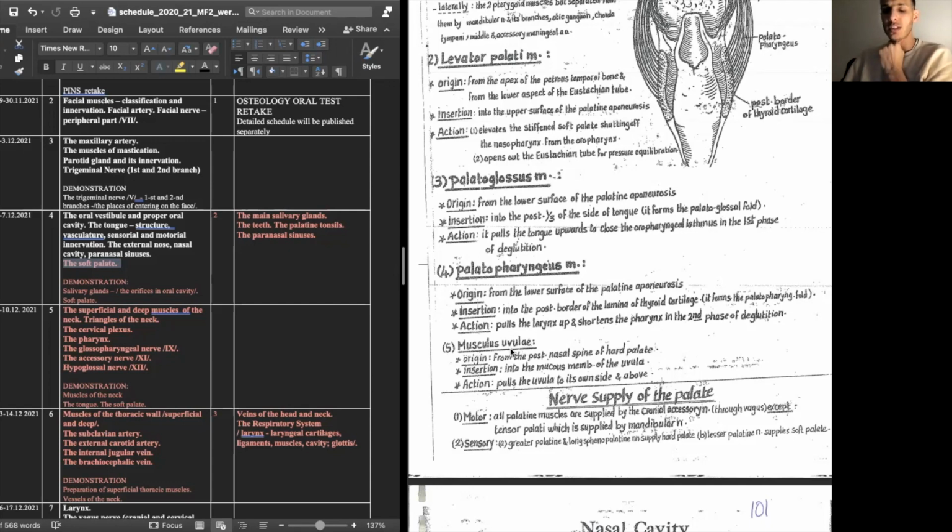The musculus uvulae is the muscle within the uvula, origin from the posterior nasal spine of the hard palate, insertion into the mucous membrane of the uvula. Action pulls the uvula to its own side and above.